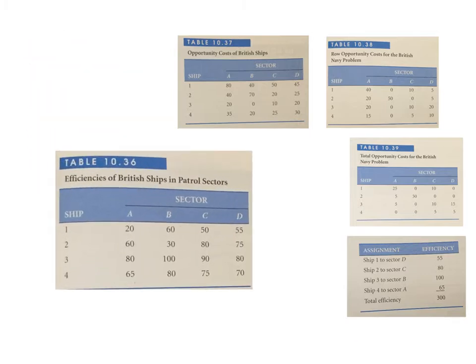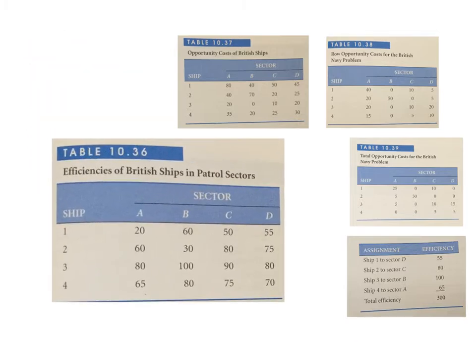This example is taken from the book Quantitative Analysis for Management by Barry Render, Ralph Stair and Michael Hanna, page 428. The problem is we have four ships, which are going to be assigned to four sectors of the sea, and we have to find the best assignment so that the total efficiency of the assignment of the ships to the sectors is maximum.